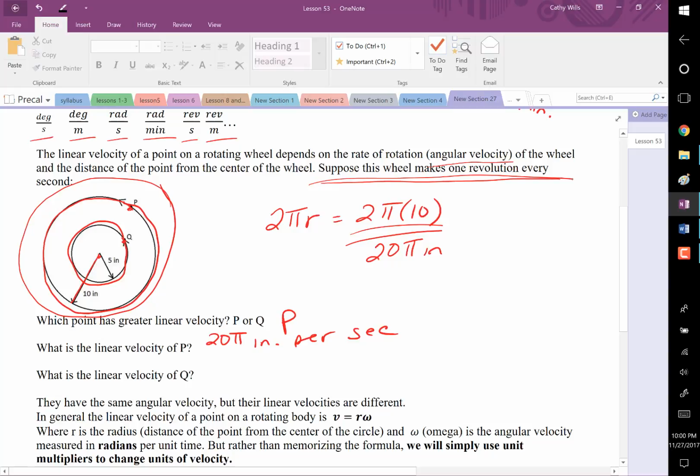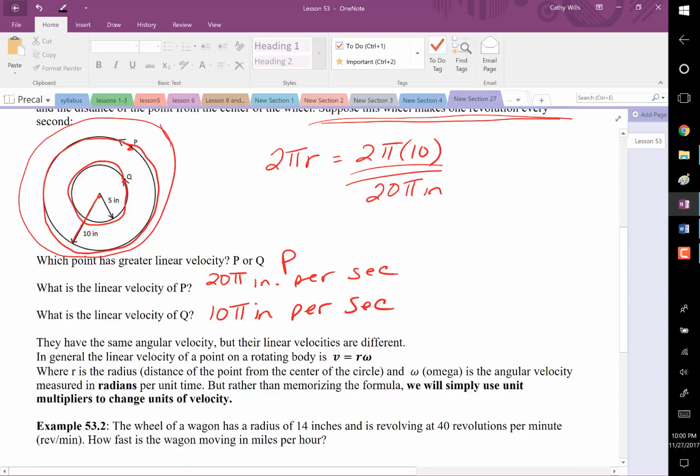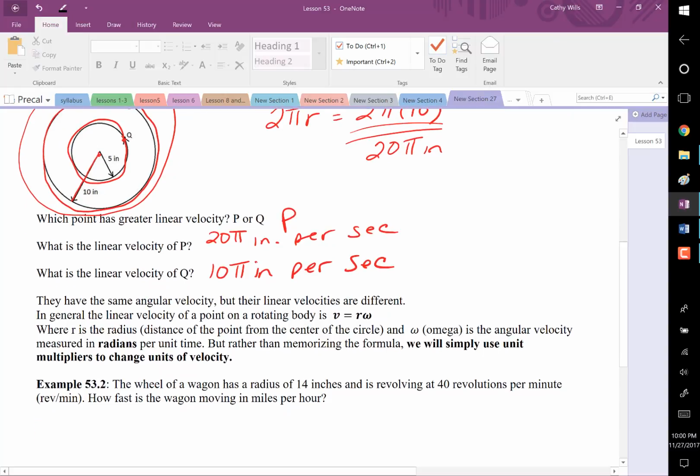The linear velocity of Q is only 10 pi inches per second because the radius of the circle that Q is on is just 5. So 2 pi r is 10 pi inches per second. So you can see that P is actually going faster linearly, even though P and Q are spinning at the same rate. So they have the same angular velocity, but their linear velocities are different.